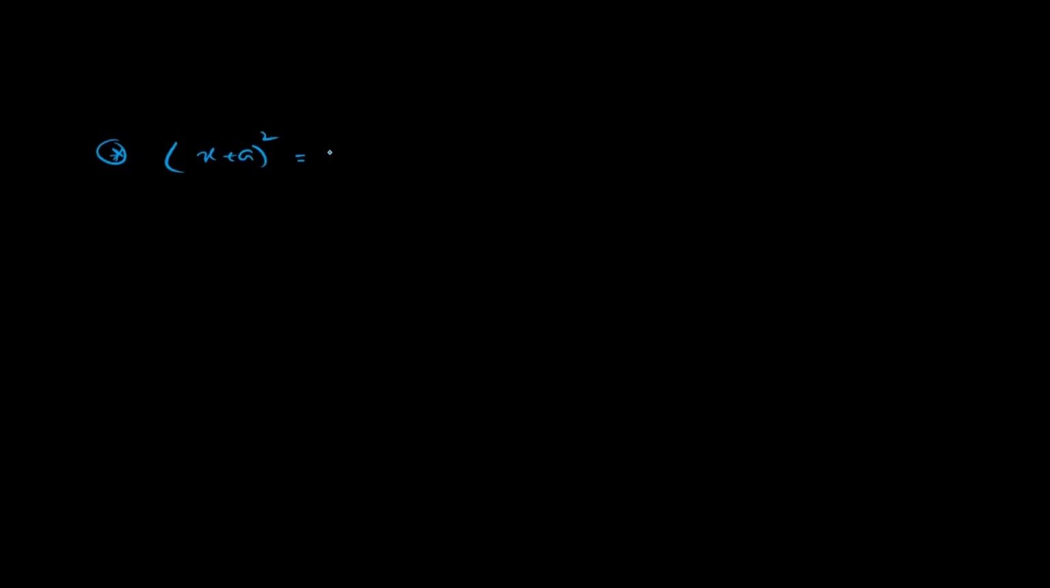So how to expand this? First term square, first term is x, x square. Keep a small space, definitely a plus. Second term square, second term is a square. How to obtain the middle term? Plus into plus equals plus, x into a equals xa. I can write it as ax also because it's a product. To obtain the middle term, you have to take 2 times that product. So 2 times ax. So this is the pattern.